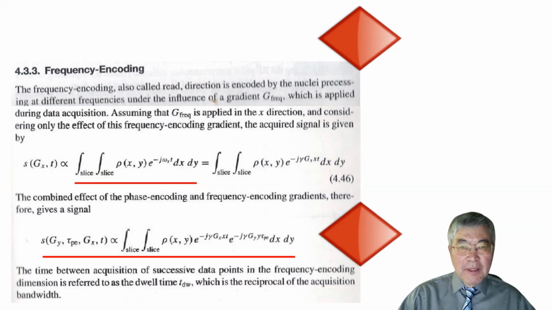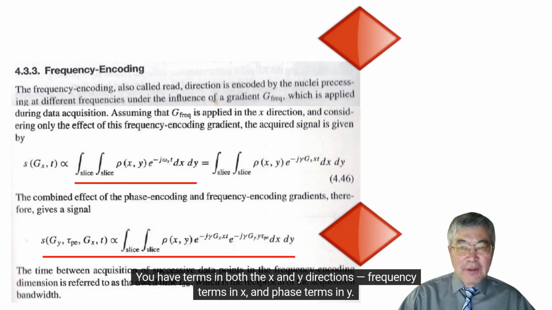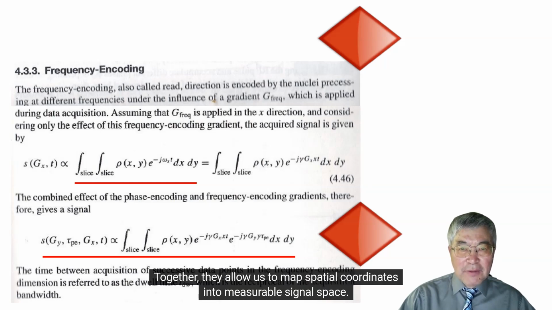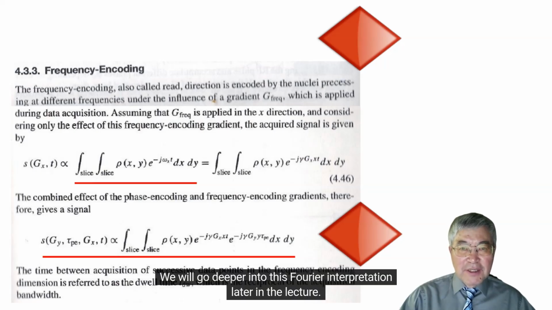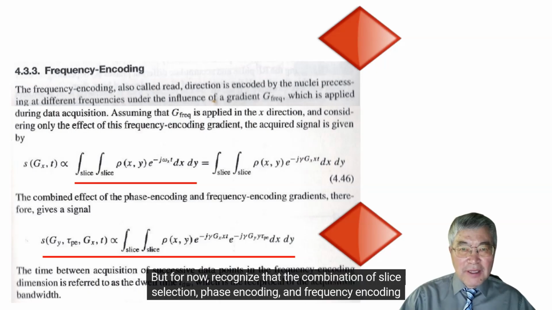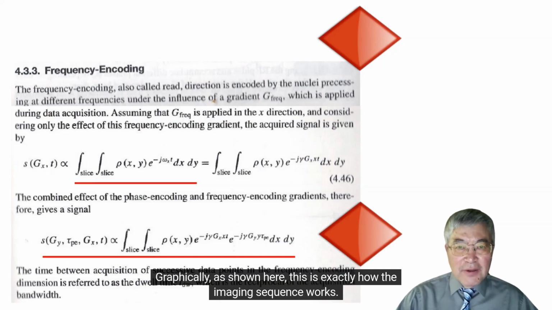Now, looking at this combined equation, you can see it resembles a Fourier transformation. You have terms in both the x and y directions, frequency terms in x, and phase terms in y. Together, they allow us to map spatial coordinates into measurable signal space. This is the mathematical backbone of MRI imaging. We will go deeper into this Fourier interpretation later in the lecture. But for now, recognize that the combination of slice selection, phase encoding, and frequency encoding provides us with true point-wise information. Graphically, as shown here, this is exactly how the imaging sequence works.